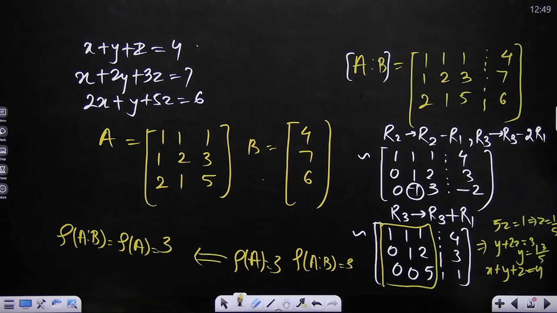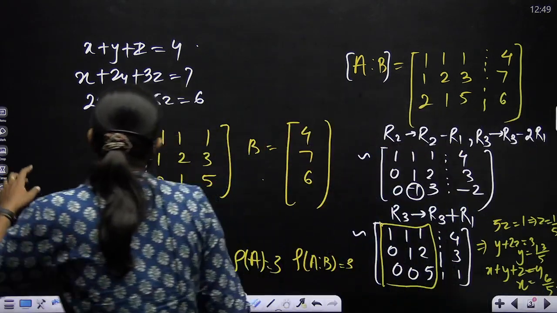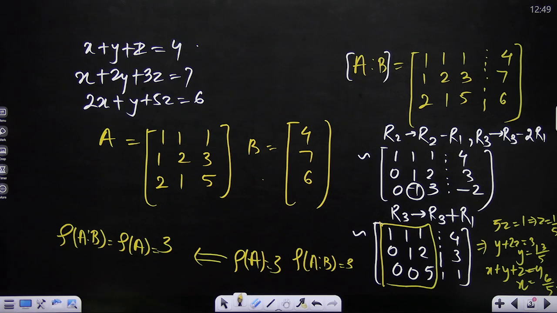So now solve this. 14/5, put y as 13/5, and z as 4/5. So I think you would get it as 6/5. Right, so I got the answer, and you can just satisfy all these values, you would get the result.